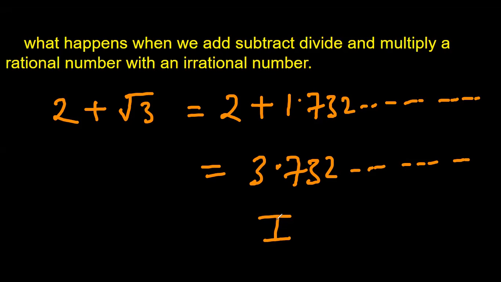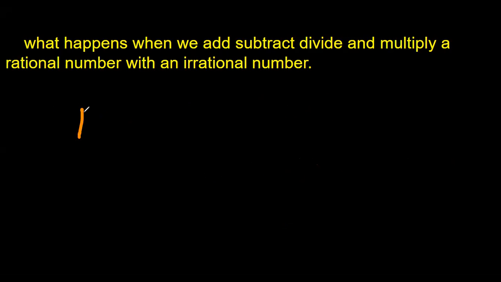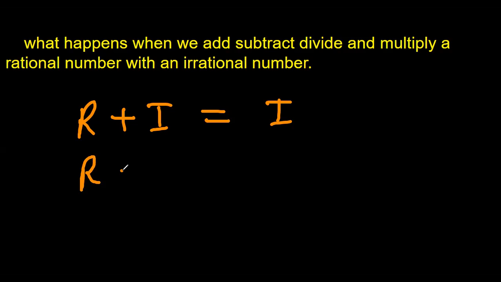Whenever we add a rational and an irrational, that is very interesting. Again, a rational plus an irrational number will always give you an irrational. Similarly, a rational minus an irrational will also give you, from the same example you can understand, an irrational number.